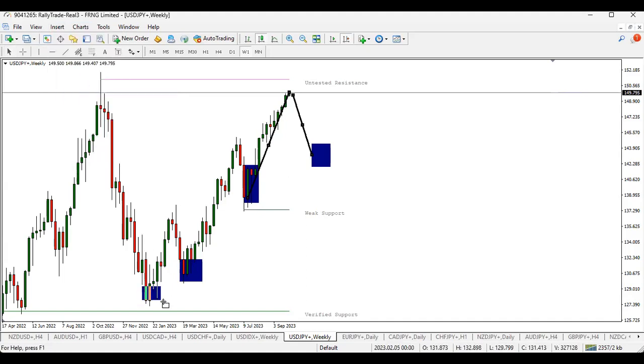You see it? So it's as simple as that. That is my simple rule of trading an uptrend. It's as simple as that. That is a very simple rule of trading an uptrend.